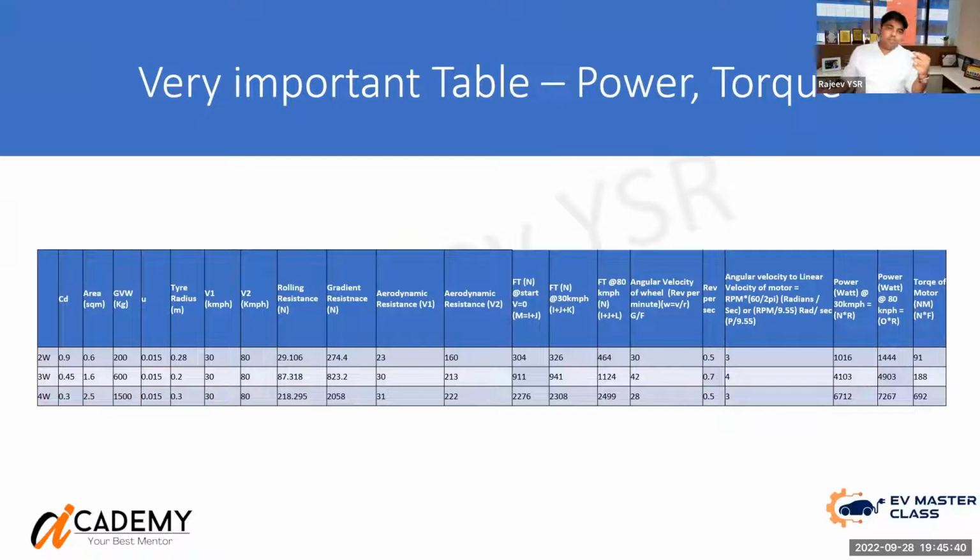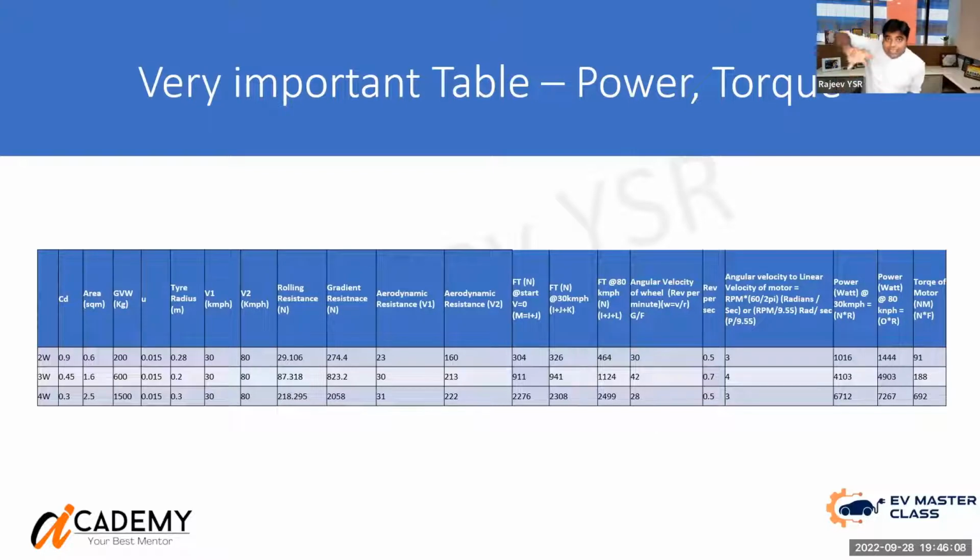That is just for it to begin. And if it is going at 30 kilometers per hour, what is the force that is required? If we intend to run it at 80 kilometers per hour, what is required? We looked at all those three. Then we also converted the linear speed of that particular vehicle into the angular velocity that is required at the hub motor.